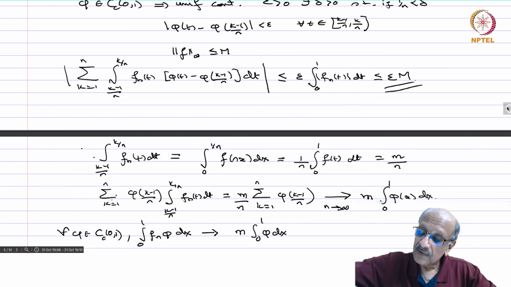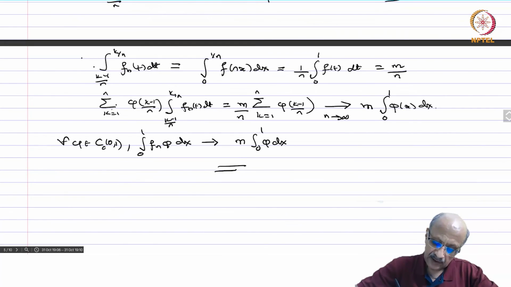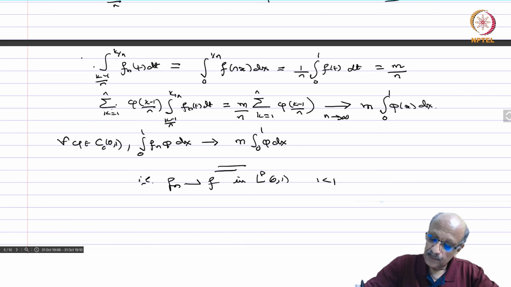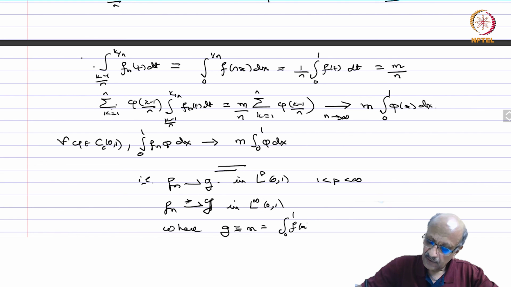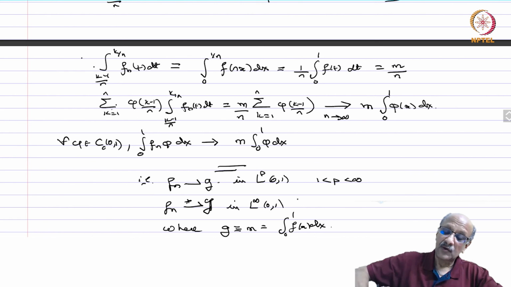Okay, and that is precisely what we wanted to show, that fn goes weakly to f in Lp(0,1), 1 less than p less than infinity, and it goes weak star, sorry, to g in L infinity(0,1), where g is identically equal to M, which is the integral from 0 to 1 of f(x) dx. Okay, so that is the thing. So we will wind up with this and start the next new chapter next time.